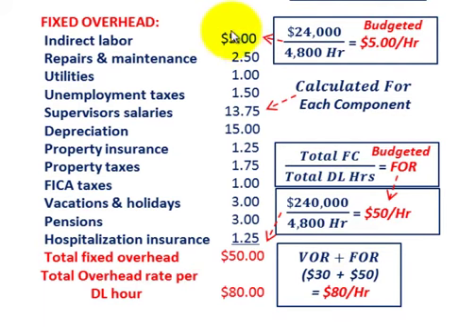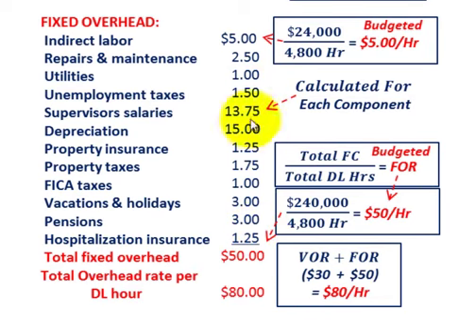So going through our example, looking at indirect labor, we budgeted $24,000 for the year. Direct labor is the same total of 4,800 hours, so that gives you a budgeted rate of $5 per hour for indirect labor. For each direct labor hour, $5 is estimated as being charged for indirect labor. You do the same calculation for each of those components, add them up, and come up with a total fixed overhead of $50 per hour.